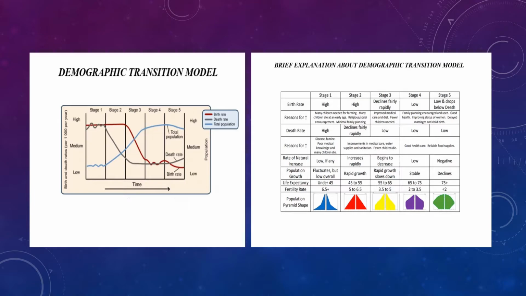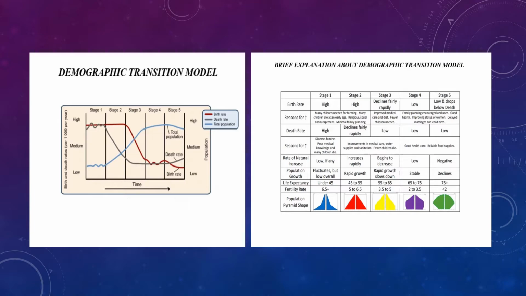In the second stage, the birth rate is high. Many children are needed for farming purposes. Many children die at an early age. Religious and social encouragement and minimum family planning programs were adopted, in both these two stages.